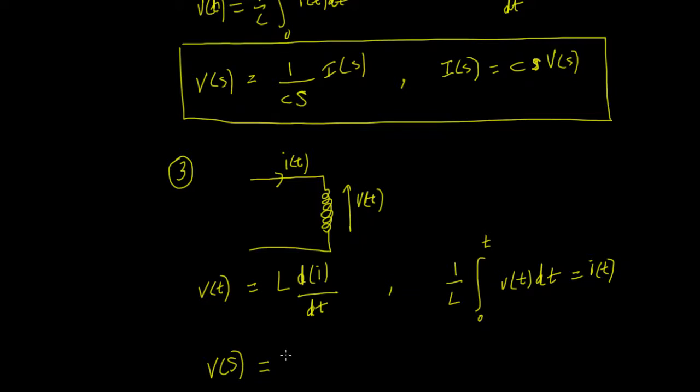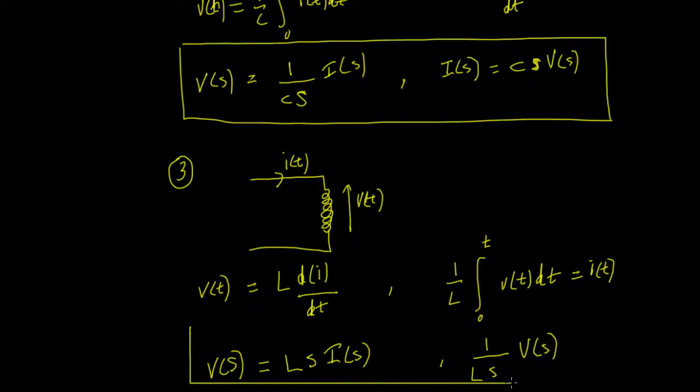V of s equals L times s times I of s, or equivalently you could write that as 1 upon L times s, all times V of s. And again that just comes back down to differentiation being equivalent to multiplication by s in the complex frequency domain, and integration being equivalent to division by s in the complex frequency domain. Again, there are full derivations of those in the mathematics section, so I suggest you have a look at that if you're unsure of where that comes from.